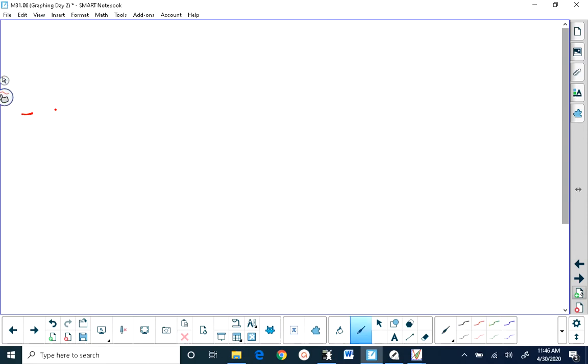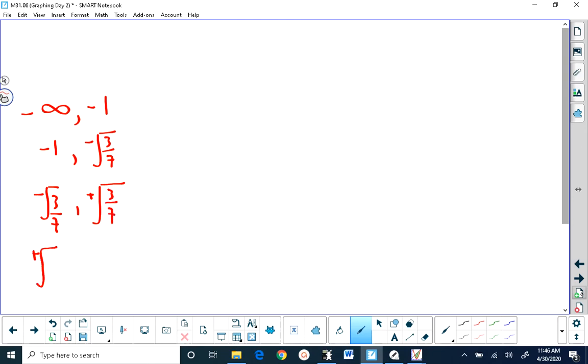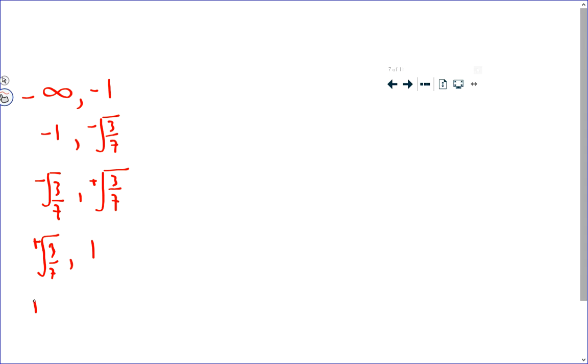We said we would go from -infinity to -1, from -1 to the negative of the square root of 3/7, from the negative of the square root of 3/7 to the positive of the square root of 3/7, from the positive of the square root of 3/7 to 1, and from 1 to infinity. What do we put across the top? Well, we put all of the pieces of the derivative across the top.